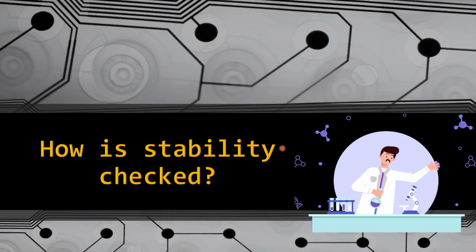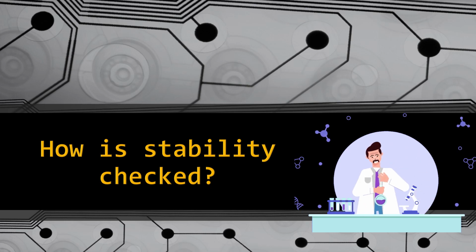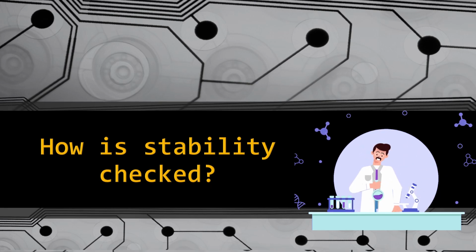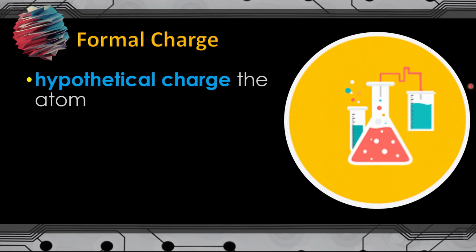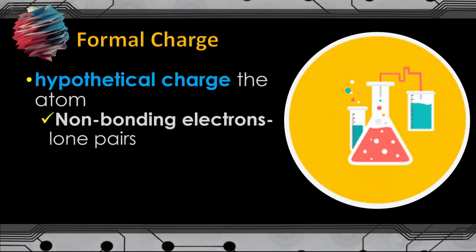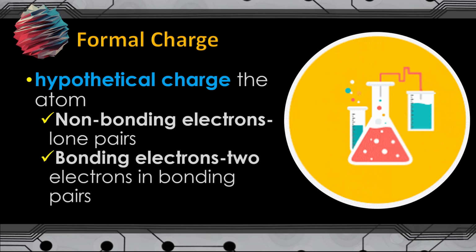How is stability further confirmed? The concept of formal charge verifies stability. Formal charge is known as the hypothetical charge of the atom. The sum of the formal charges of each atom will be the formal charge of the compound. So there are 2 things to consider, which are the non-bonding electrons, known as the lone pairs when counted by pair, and the bonding electrons, which are the electrons involved in the bonding. 2 electrons form 1 bonding pair.